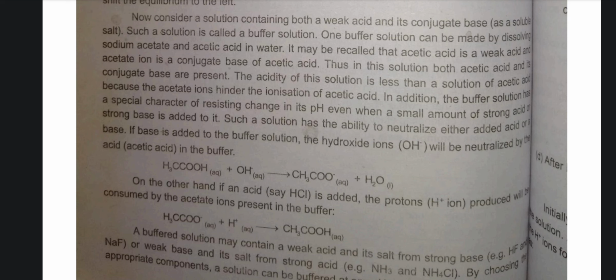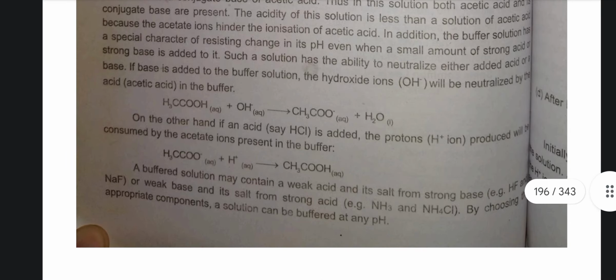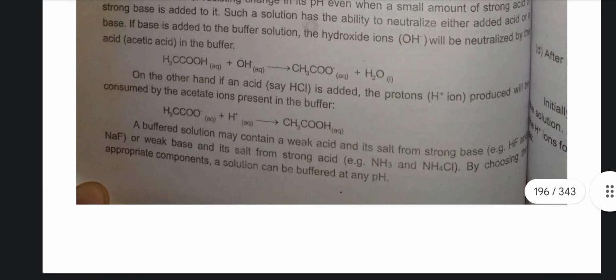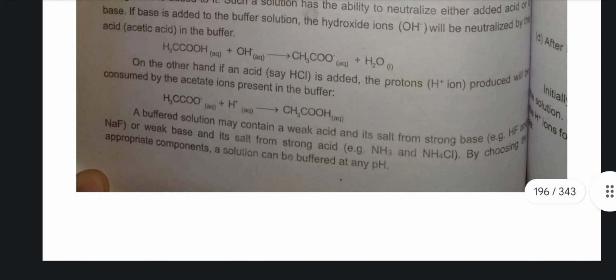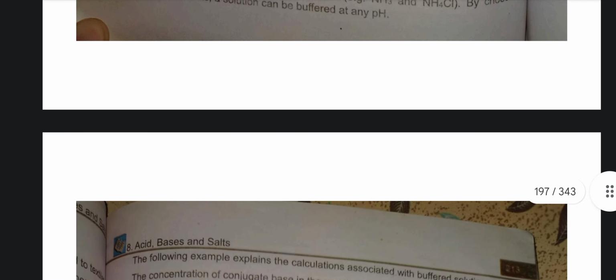If base is added to the buffer solution, the hydroxide ions will be neutralized by the acetic acid in the buffer. On the other hand, if an acid, say HCl, is added, the proton, H+ ion, produced will be consumed by the acetate ions present in the buffer. So the buffer solution may contain a weak acid and its salt from a strong base, or a weak base and its salt from a strong acid. By choosing the appropriate components, a solution can be buffered at any pH.